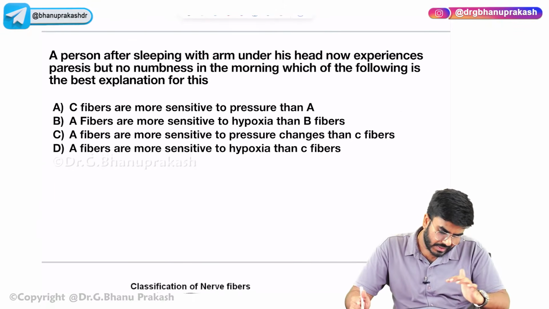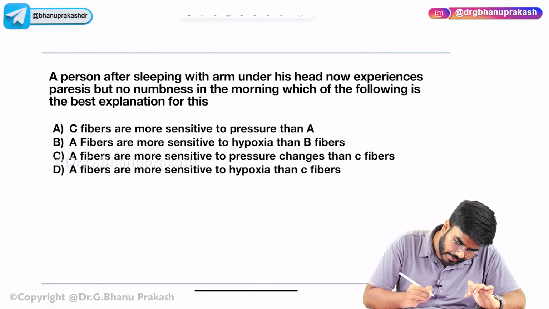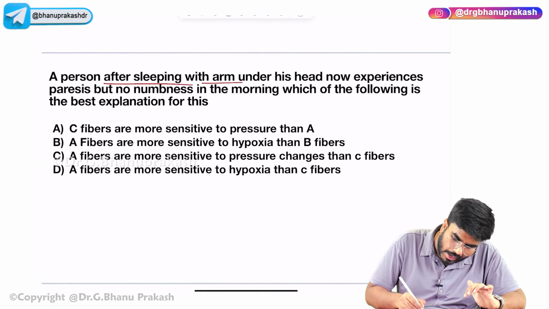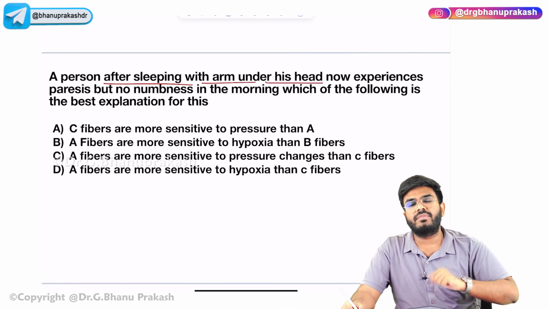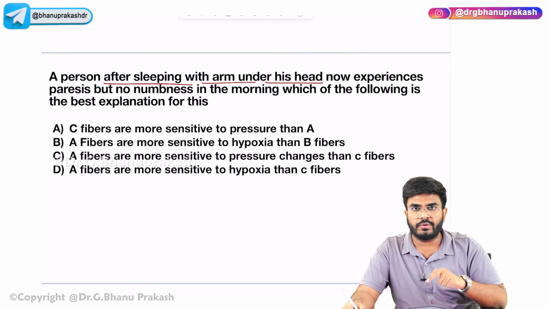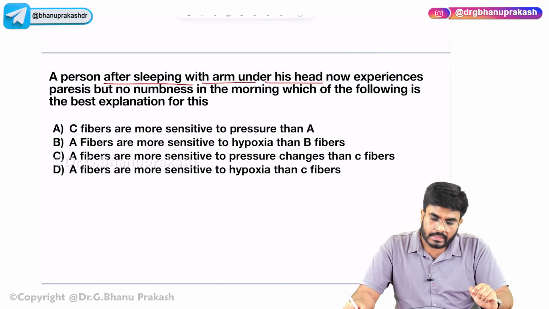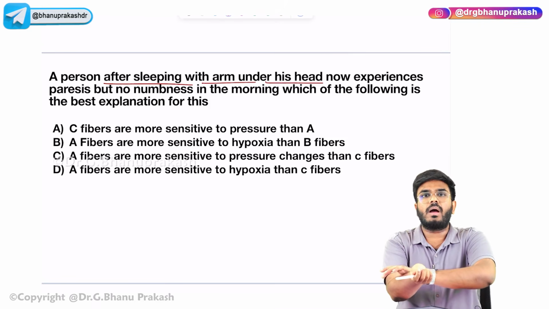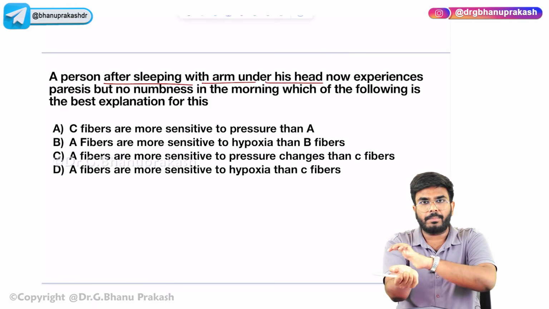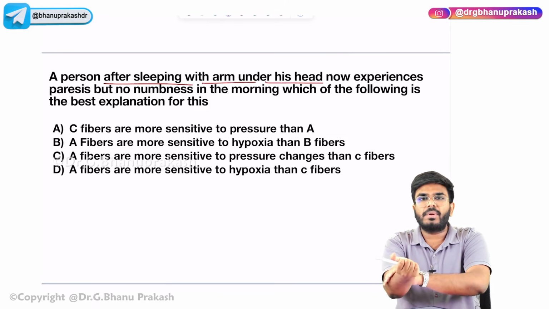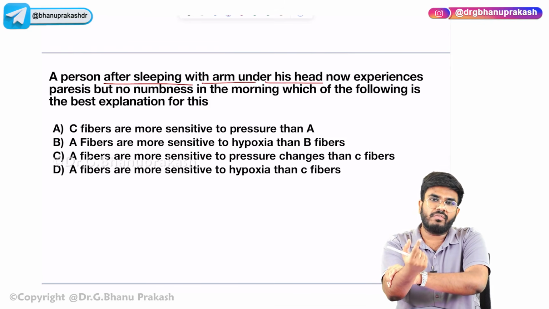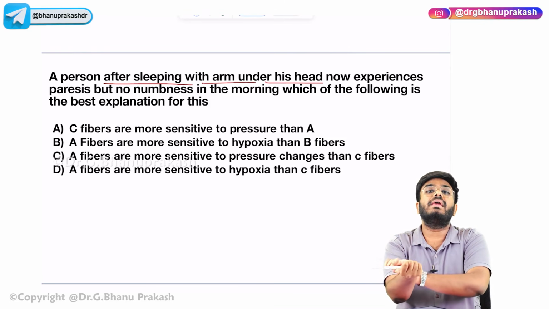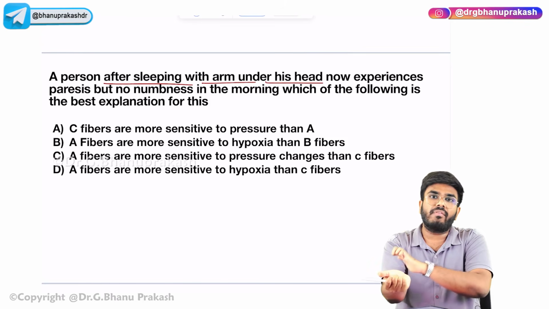Next, a person after sleeping with arm under his head. This is also from the neuron and nerve physiology rapid revision. Now imagine you are sleeping with your hand under your head. You are putting pressure on your hand. With pressure, which nerve fibers are going to be affected first? A alpha fibers will be affected.